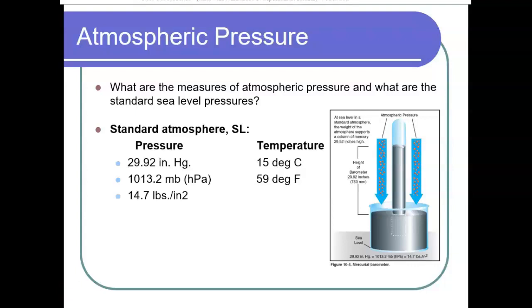Another measure of standard pressure would be in pounds per square inch, and standard atmospheric pressure at sea level in pounds per square inch would be 14.7 pounds per square inch.